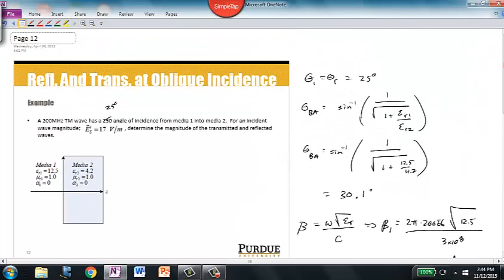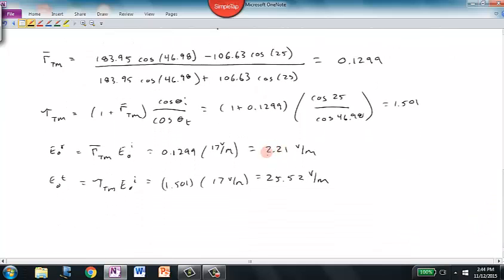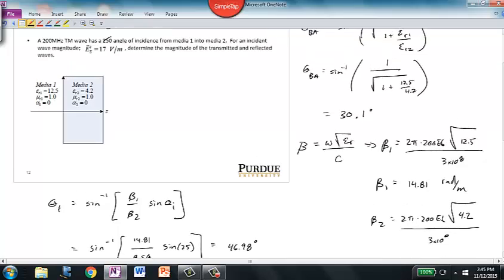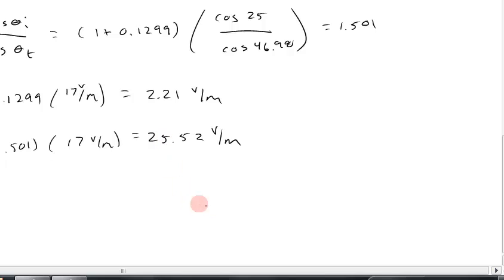Our incident wave magnitude is 17 volts per meter. 2.21 volts per meter of that were reflected. The transmitted portion, though, 25.52, is bigger than the incident wave. And so that is entirely possible and, in fact, plausible for transmission. And that's because of the change in the media types there. So that's an example of TM wave propagation in dissimilar media.